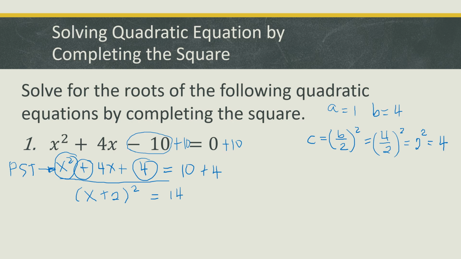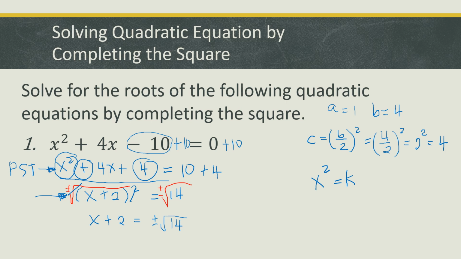If you can still remember in the lesson on extracting square root that we have the x squared is equal to k form, this is already in the x squared is equal to k form. So we need to extract the square root of both sides. Okay? For us now to cancel the square, that will give us x plus 2 is equal to positive and negative square root of 14.